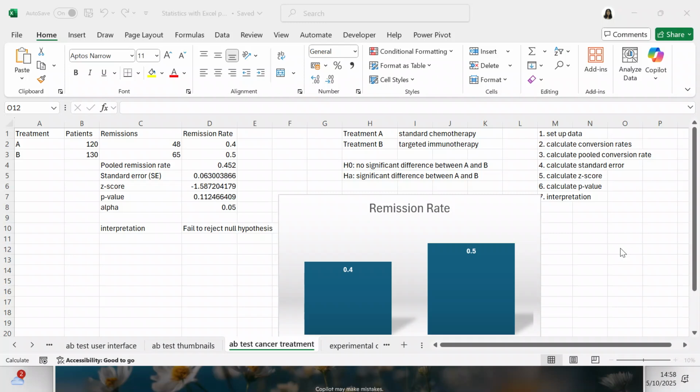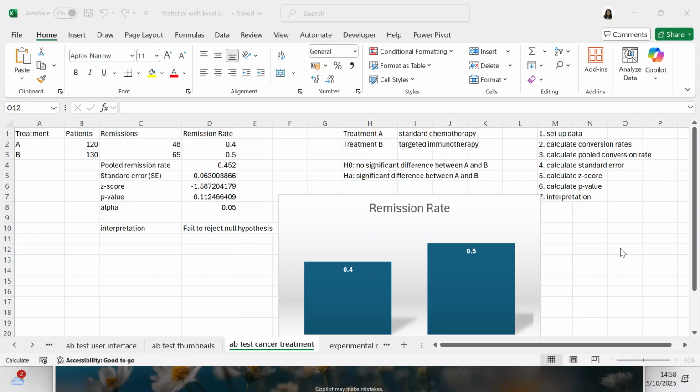And so a null hypothesis is there's no significant difference between treatment A and treatment B. And an alternate hypothesis, which can be depicted as either an HA or an H1, means that there is a significant difference between treatment A and treatment B.